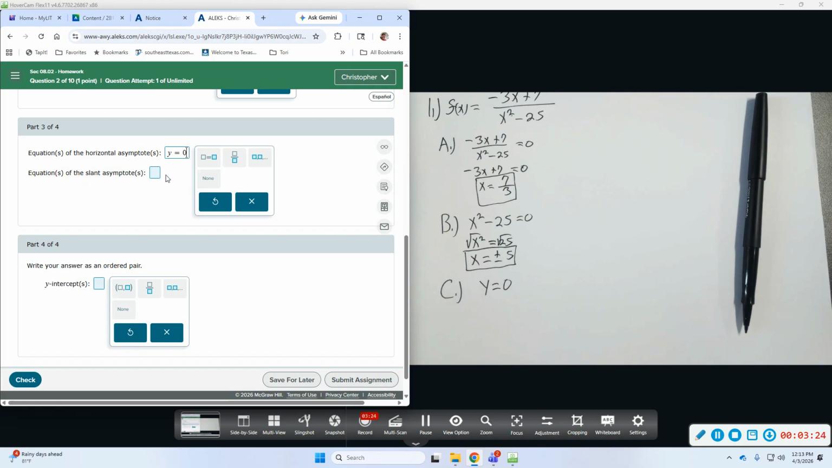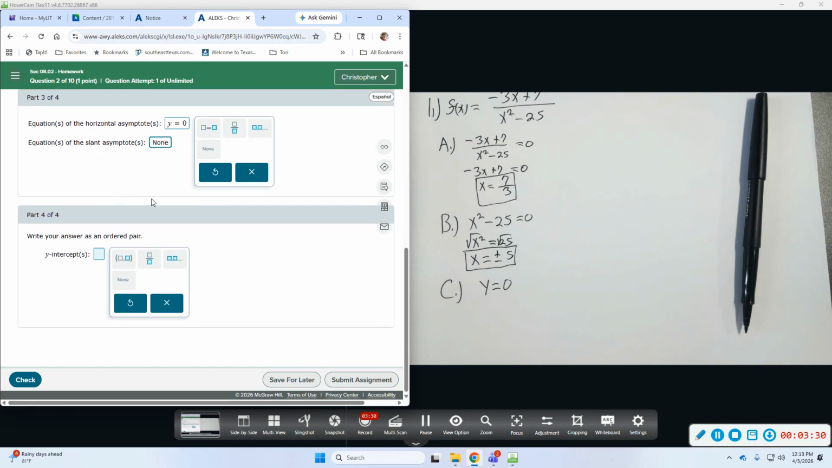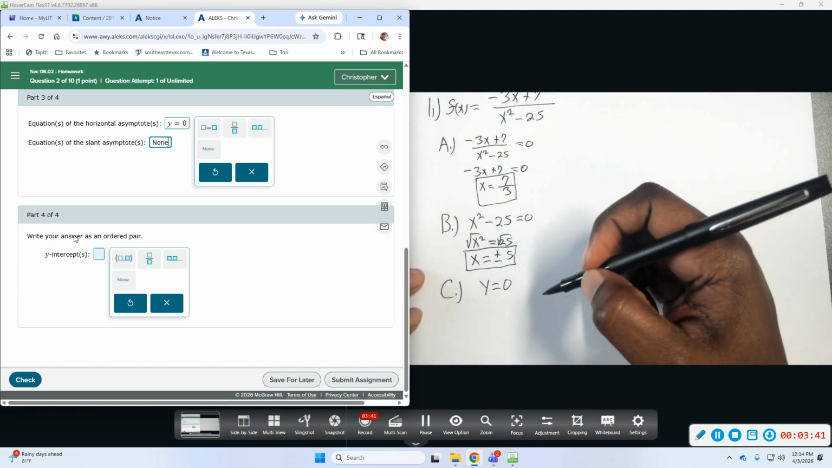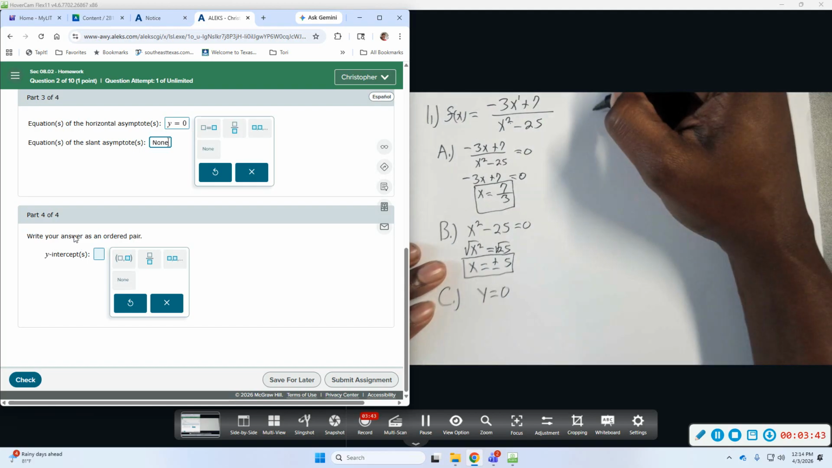Slant asymptote, there's none, so I'll just fill in that box. Also know you will either get horizontal or slant. You will never have both of these. Okay. And then we're going to write our y-intercept. So last part is going to be our y-intercept.